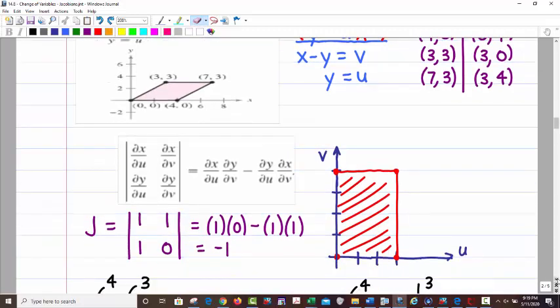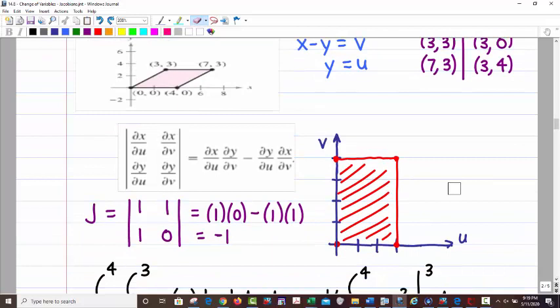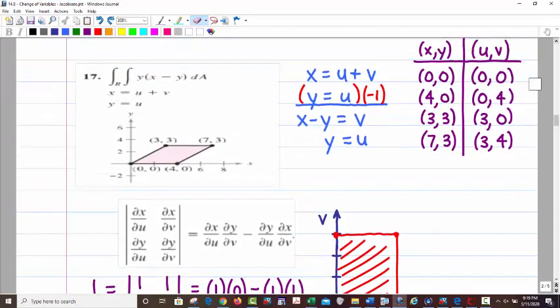So like I said a few minutes ago, I sketched it, but the sketching is not necessary. You can actually see it from right here in the conversion what the limits of integration are going to be without that region. It's going to go from 0 to 3 and 0 to 4.